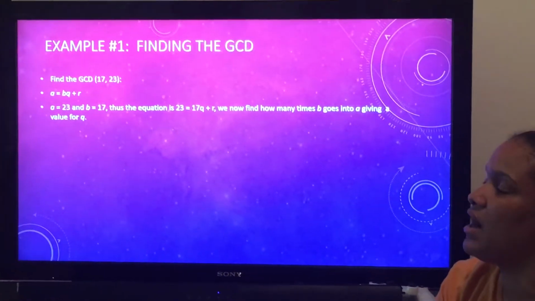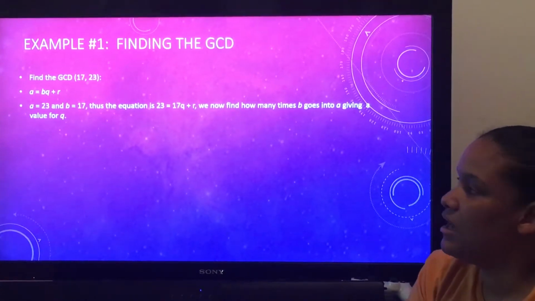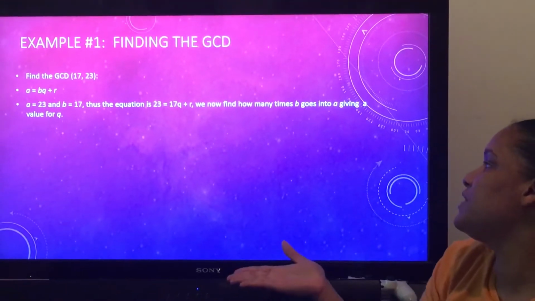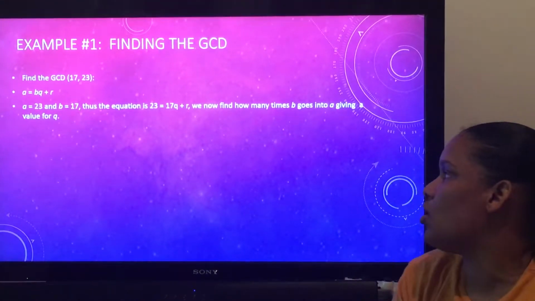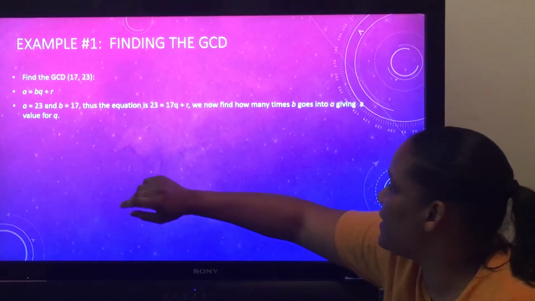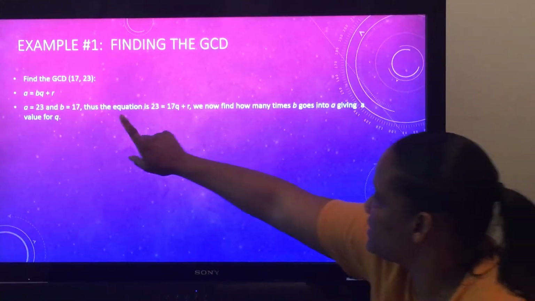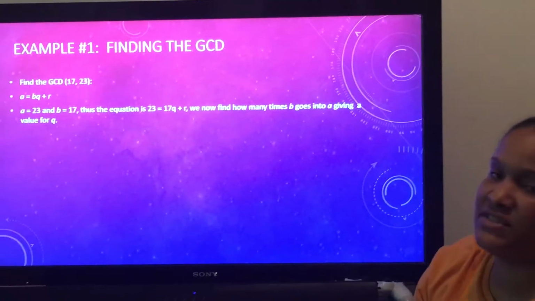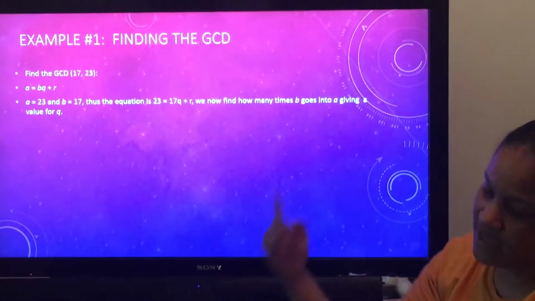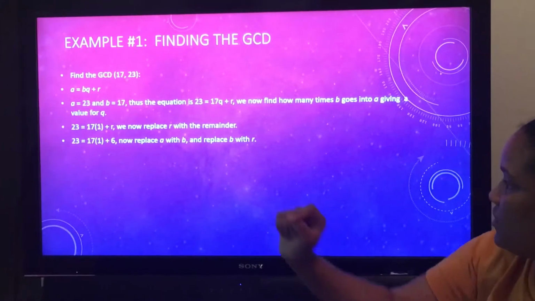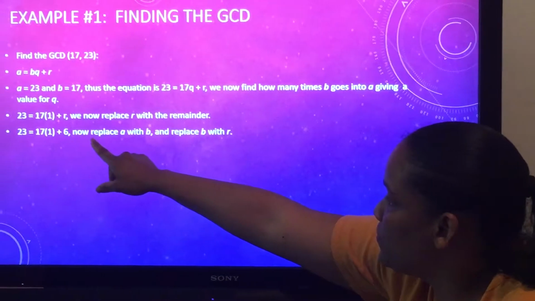We usually want our bigger number to be our A, our smaller number to be our B. Thus, our equation is going to be 23 is equal to 17Q plus R. And now we need to see how many times B can go into A. So we need to find how many times our 17 can actually go into 23. And if you look at it, we know that 17 can only go into 23 one time. So 17 can only go in there one time.